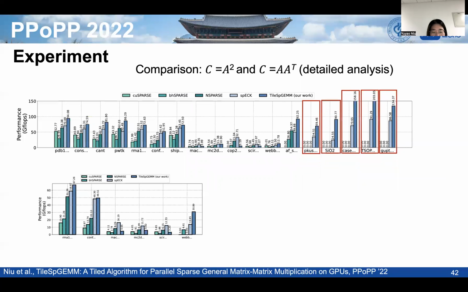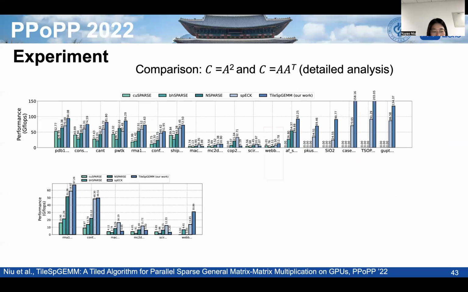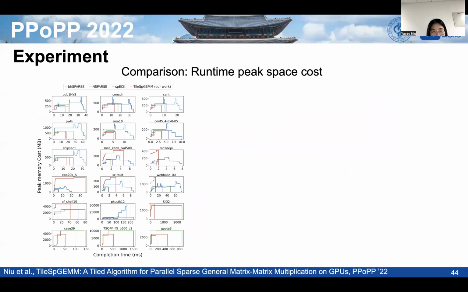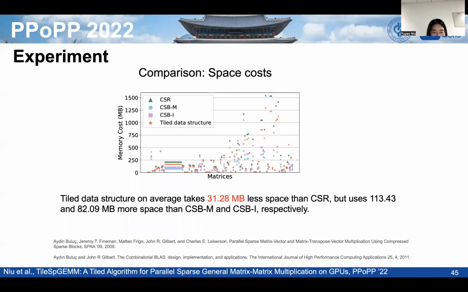And as we can see, TileSpGEMM can complete the 5 large-scale matrices and outperforms the others by much. And this is because our method naturally avoids the allocation of temporary products. And as for the classic matrix webbase, our method also runs twice as fast as SPEC, which is a great improvement in recent years. The peak runtime cost on 18 matrices is shown in the figure. And as we can see, TileSpGEMM often uses less space and finishes earlier.